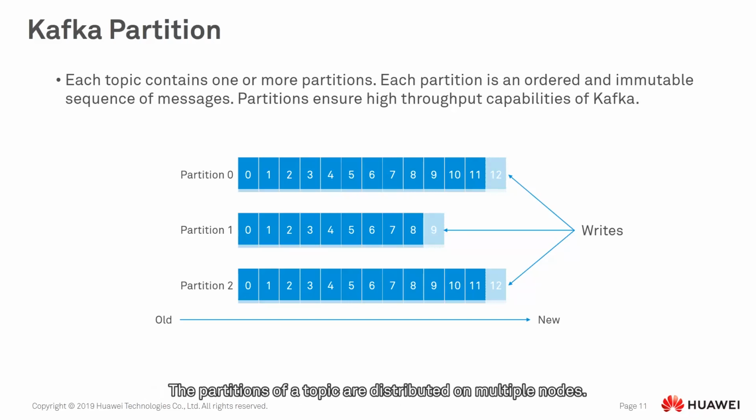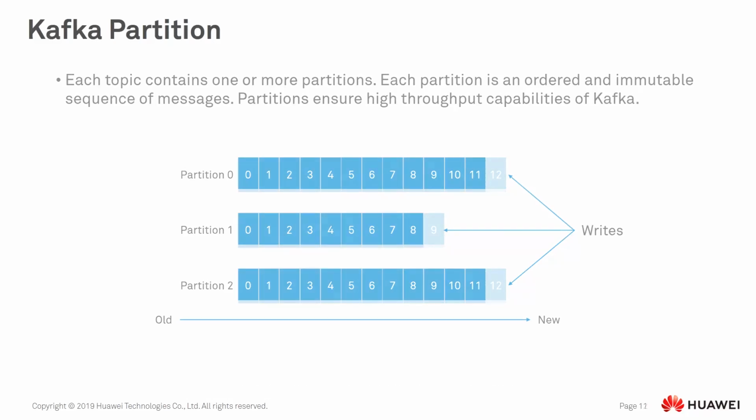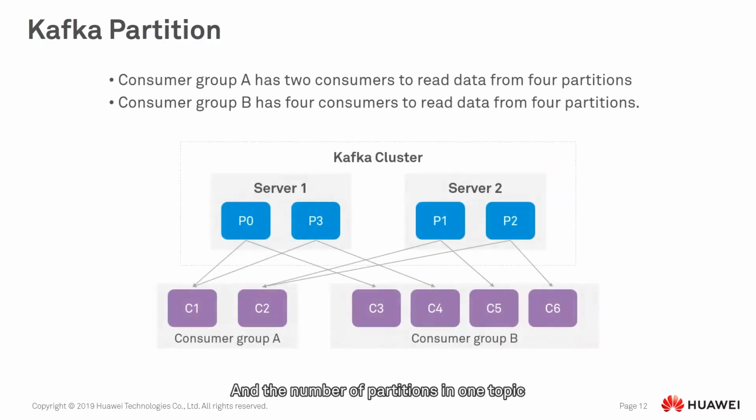How? The partitions of a topic are distributed on multiple nodes, so multiple producers and consumers can concurrently access these nodes to read and write messages of the topic. And the number of partitions in one topic can be set during topic creation. In the figure, we can see a concept called consumer group.